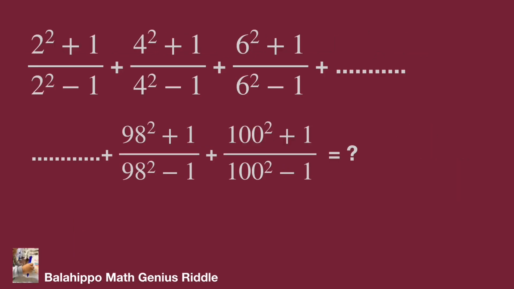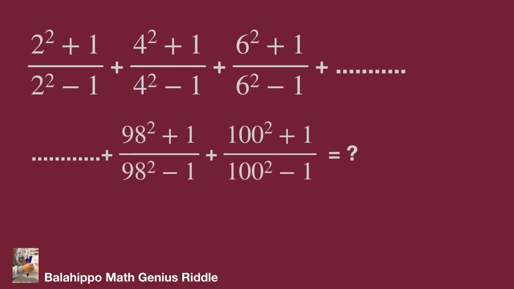At first, let's analyze the items in these equations. Each fraction includes one number squared plus 1 in the numerator and the same number squared minus 1 in the denominator. And compare two items: the next fractions add numbers different from it, like the first item, 2 squared plus 1 over 2 squared minus 1.